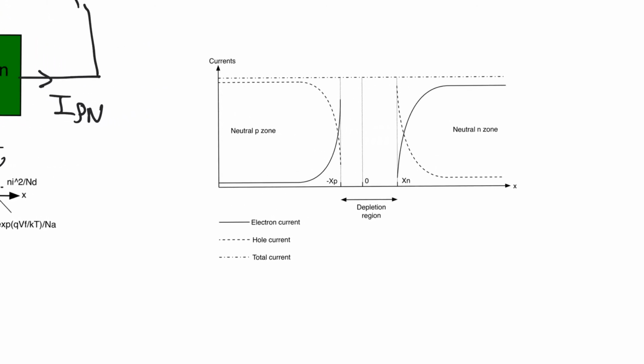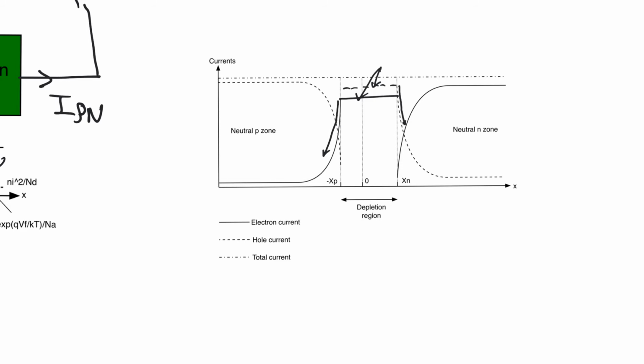Particularly challenging is understanding what happens to current components as we get into the neutral zones. So basically within the depletion region, we have an electron diffusion current and a hole diffusion current, and the summation of these two current components is then the total device current. As we enter into the N neutral zone, the hole diffusion current drops exponentially. And as we enter into the P neutral zone, the electron diffusion current drops exponentially.